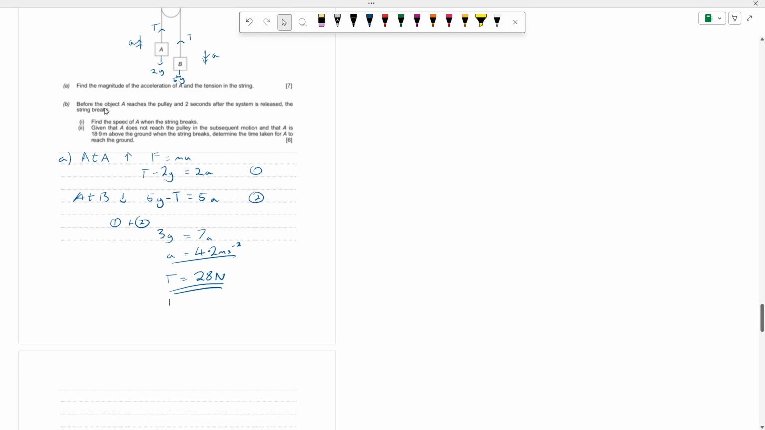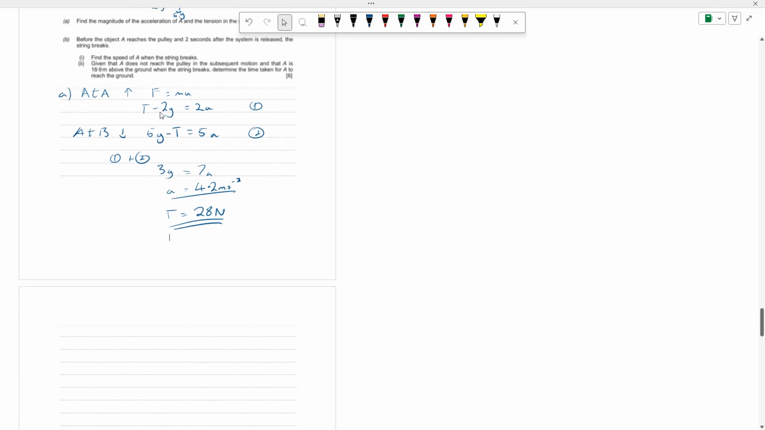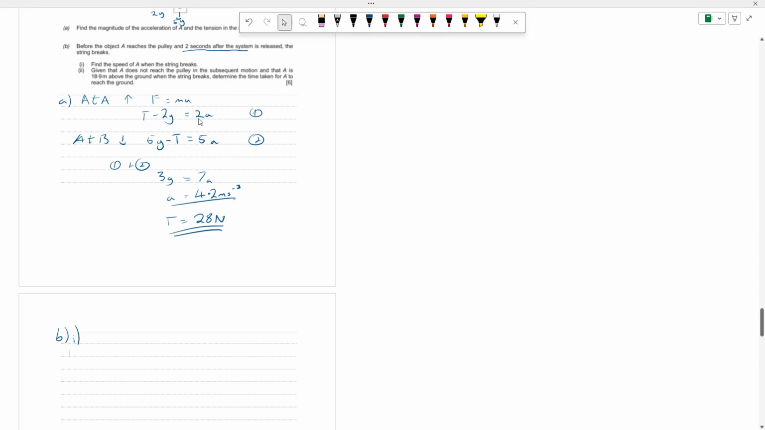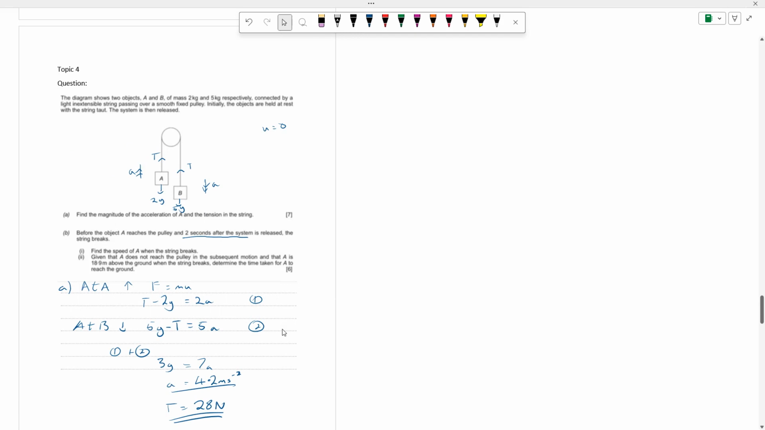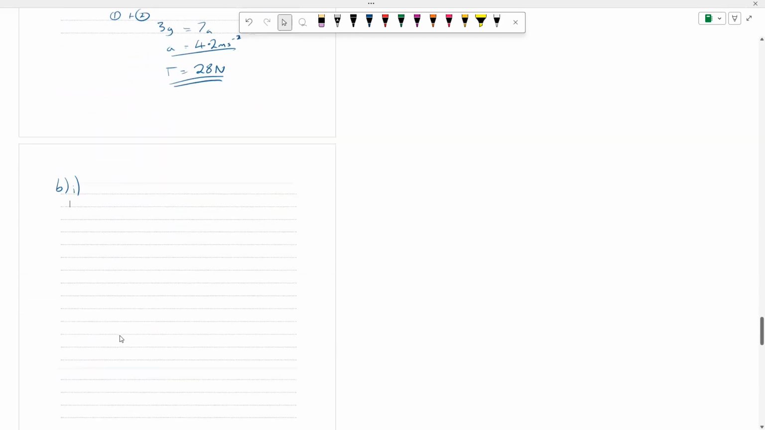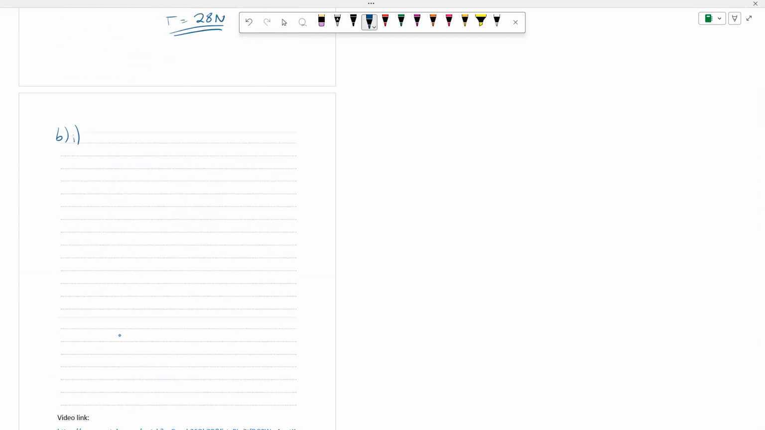Now the next bit, for part B, before the object A reaches the pulley, and 2 seconds after the system is released, the string breaks. Find the speed of A when the string breaks. Okay, so part 1. Okay, I've got some times. I know it started at rest, so u is 0. So I'm thinking about using suvat here. Okay, so I'm going to write out my suvat.